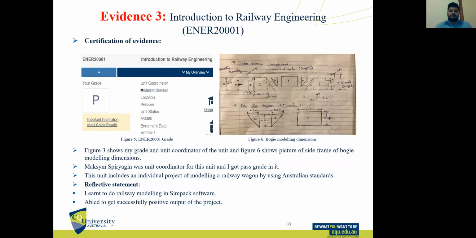As you can see, figure 6 shows the frame of the bogie dimensions, which I have done to perform a project in the Simpac software. In this unit, I learned Simpac as well, and I got a really good result by performing this project.